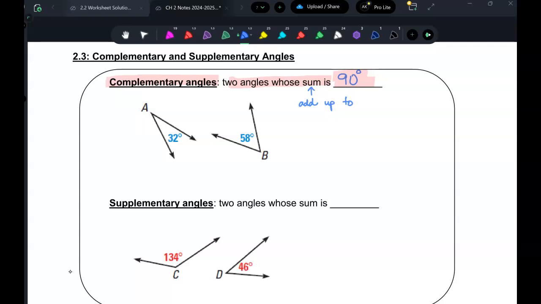So here's an example. Angle A is 32 degrees. Angle B is 58 degrees. If we add those two angles, we get 90. So we say angle A and angle B are complementary. Now, I like to abbreviate because complementary is a really long word. So we can just put COMP for an abbreviation. Comp. And then for the next one, we'll use sup.